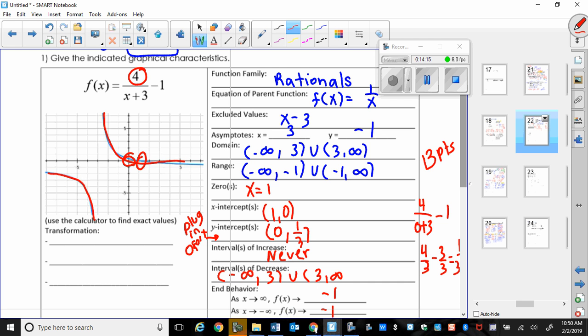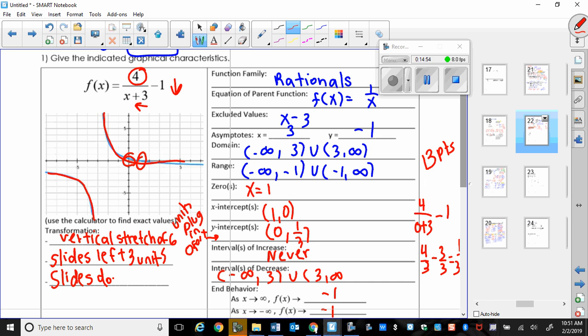So, the big number at the top signifies that there's a vertical stretch of 6 units, okay? 6 units. Then it moves left 3 units, slides left 3 units, and then it slides down 1 unit.